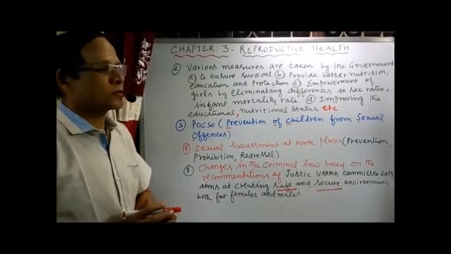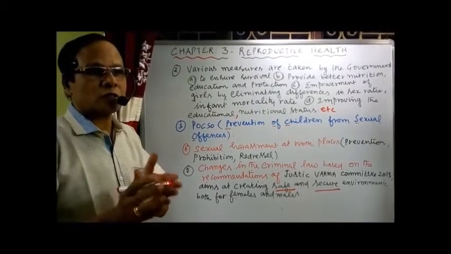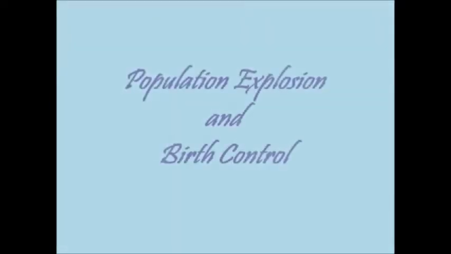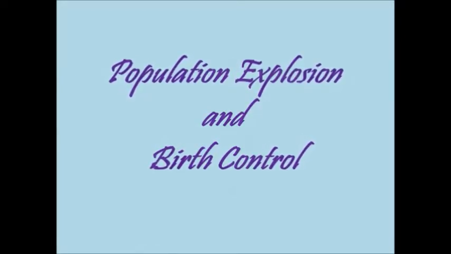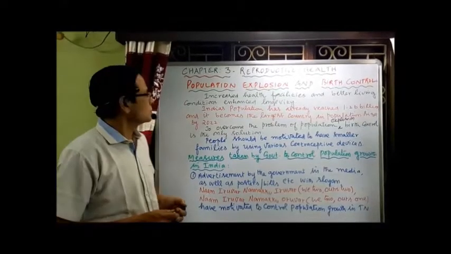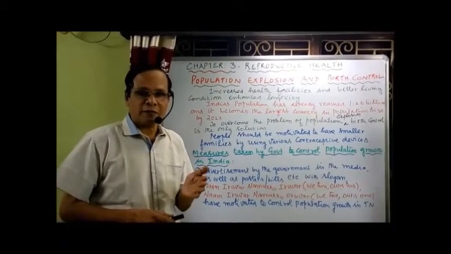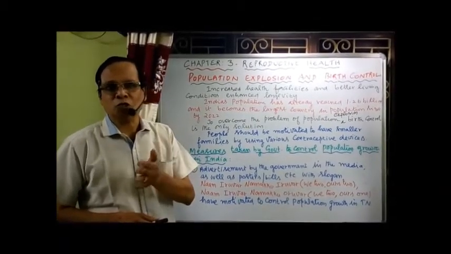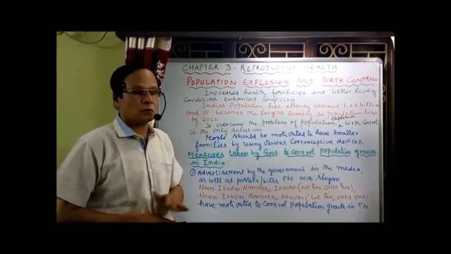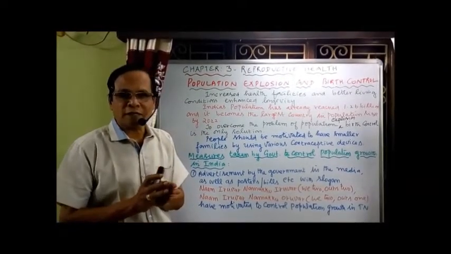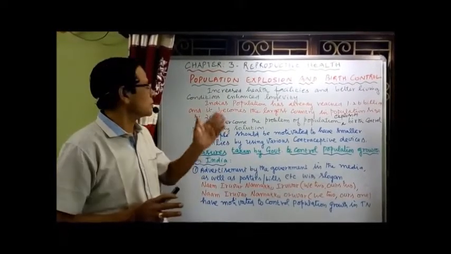Now we have to go for the next one, population explosion, and what is the alternative measure for that one, that is what is called birth control. What is population explosion? How it can be controlled? The rapid and dramatic increase in population growth all over the world is known as population explosion. This is nothing but the sudden acceleration of population growth.